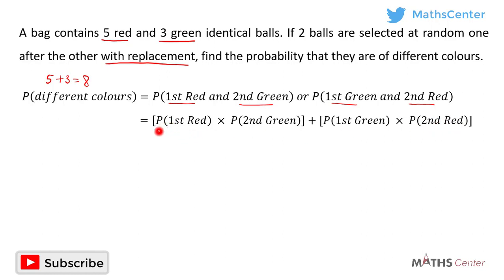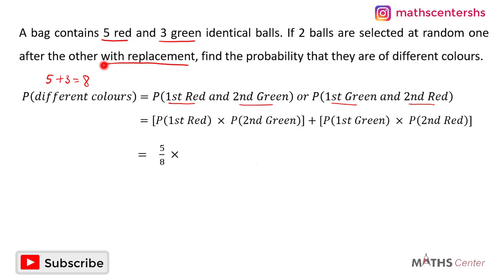Let's begin with the first one, the probability that the first is red. In the bag, we have 5 red balls and a total of 8 balls. So the probability that the first is red will be equal to the number of red balls, which is 5, divided by the total number of balls, which is 8. So the probability that the first is red is 5 divided by 8, times, now we have to find the probability that the second is green.